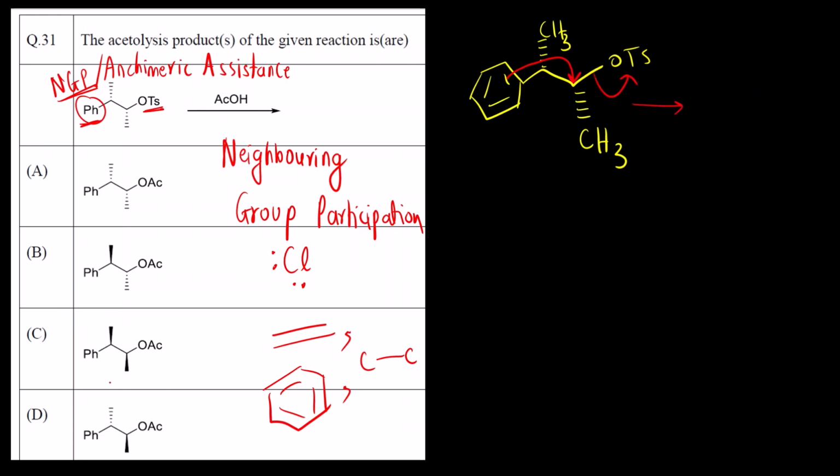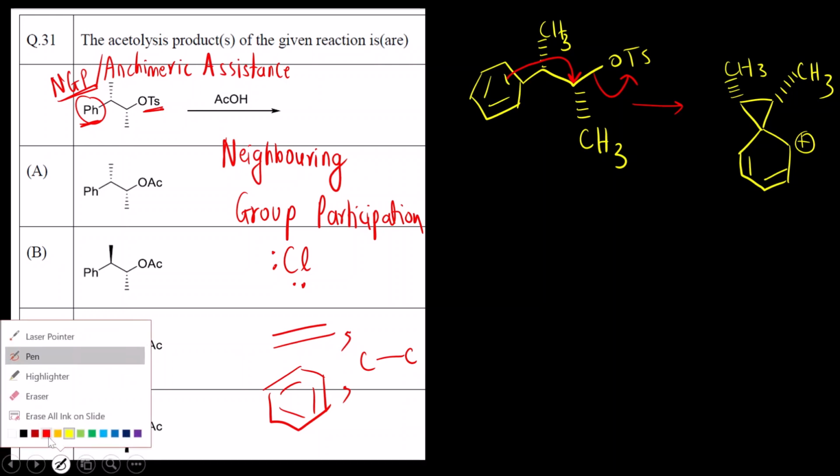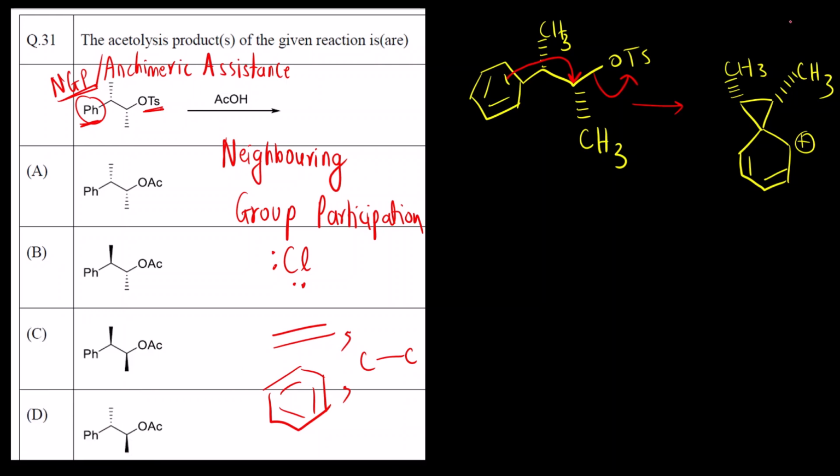What we will get is a three-membered ring, like this, with a positive charge and a double bond, and both the CH3 groups will remain cis. So this is the intermediate that is formed. Next step: OAc minus will attack here, and benzene will get its aromaticity back.